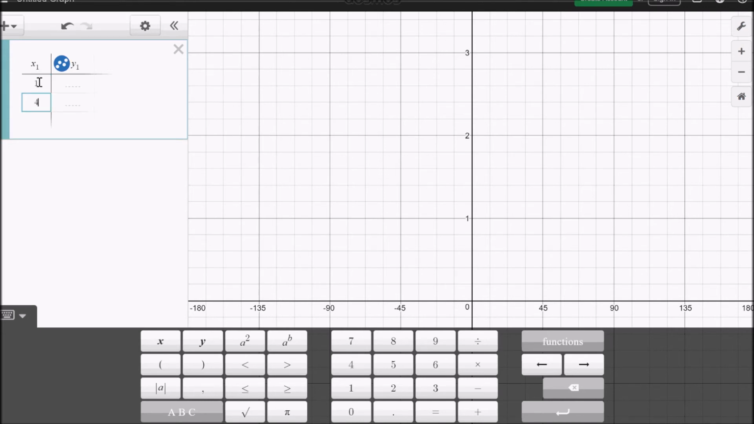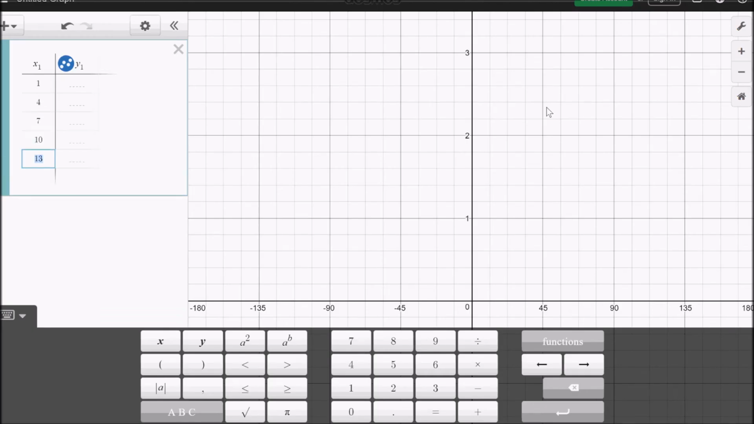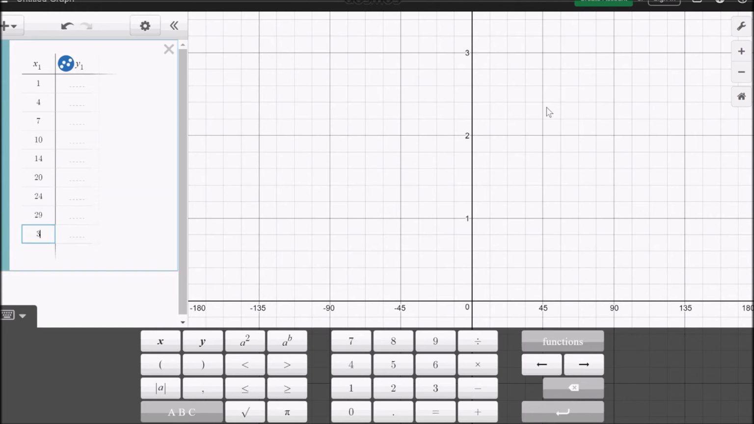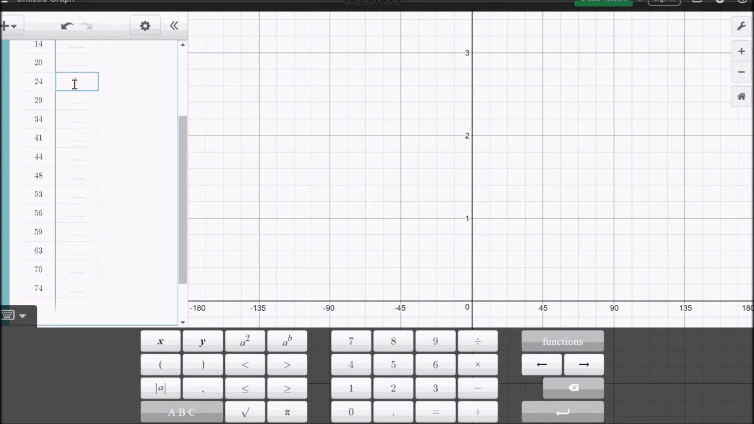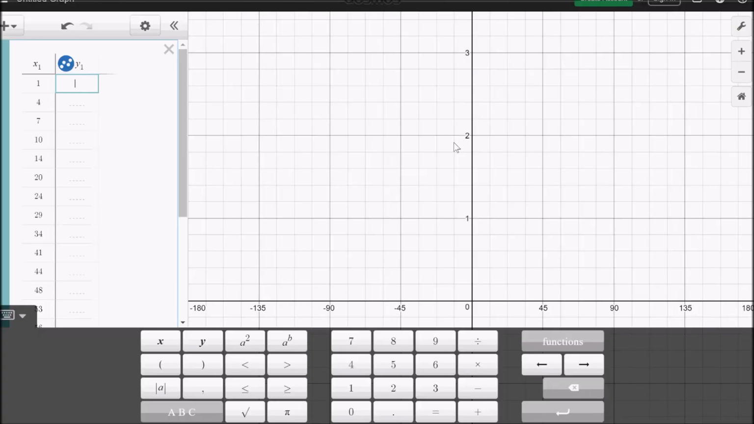The next day that we have is 4, right? Because I'm just using these numbers up here, then 7, then 10, okay? 1, 4, 7, 10, and so on and so forth. If only it was actually going up by increments of 3, then Desmos would auto-complete it for us. But unfortunately, it's not the same increments. And then we're going to do the same thing for our y values. 70 and then 74. So then I'm going to go back through and list all my y values, and here the y values are the proportion of the moon visible. So 0.02, 0.22, 0.55, 0.83, 1.73, so on and so forth.